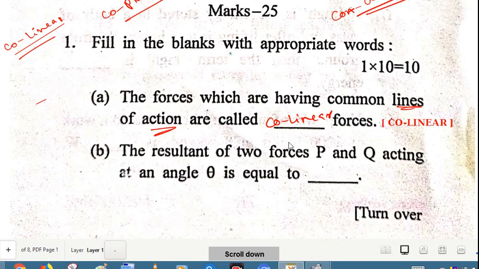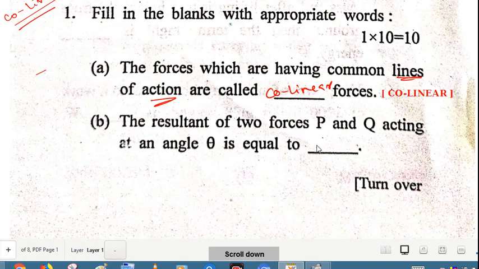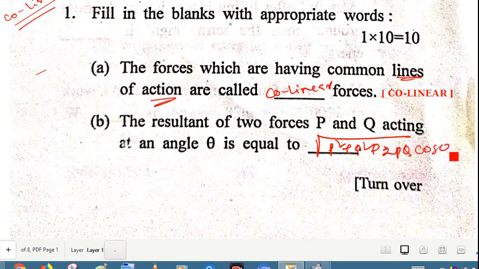The next question: the resultant of two forces P and Q acting at an angle theta will be equal to the square root of P square plus Q square plus 2PQ cos theta. This is the formula of the resultant.